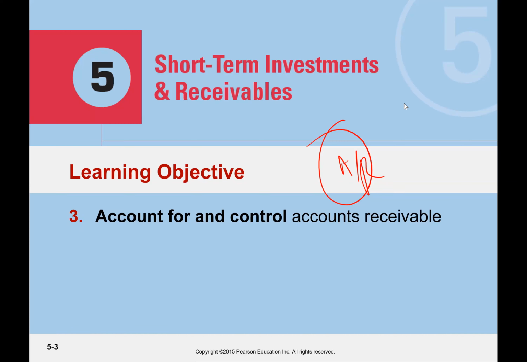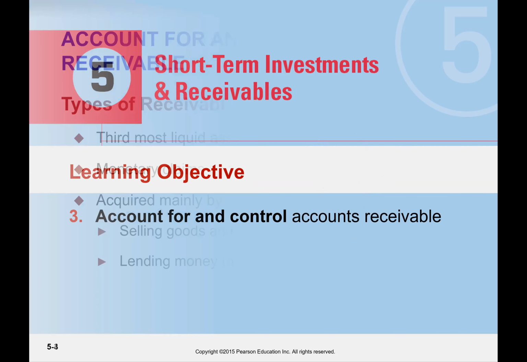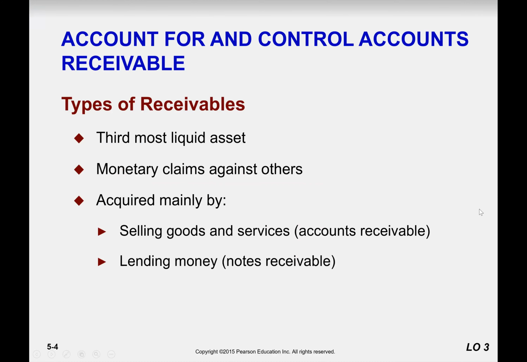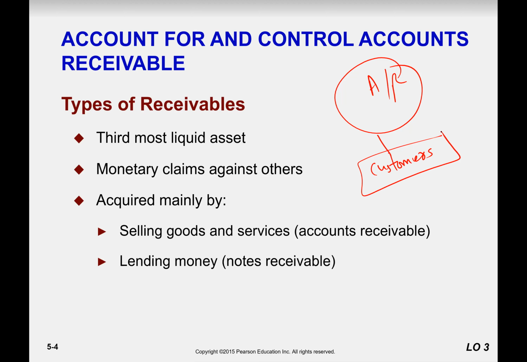So I hope you followed the idea of what's going on. Okay, today we'll talk about the account receivable. So let's talk about this. Number one, accounting for and control accounts receivable. Let's talk about this. And we already know that account receivables are the customers, right? So the account receivable is the third most liquid asset.